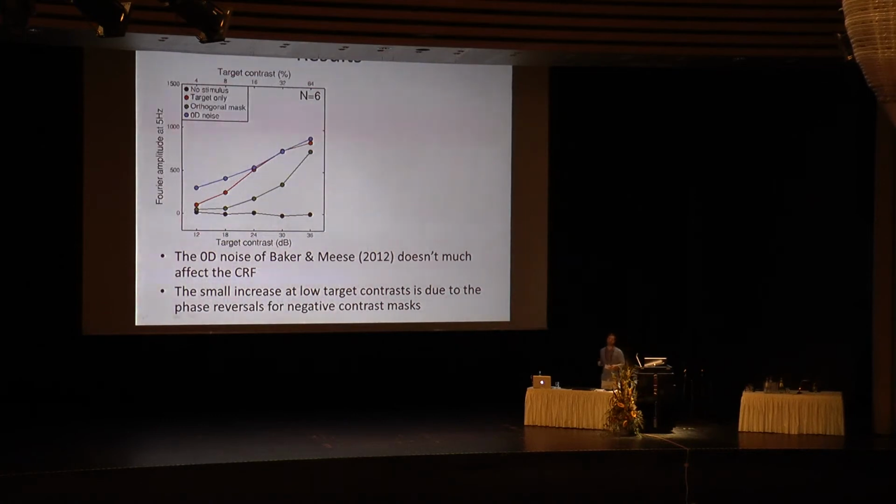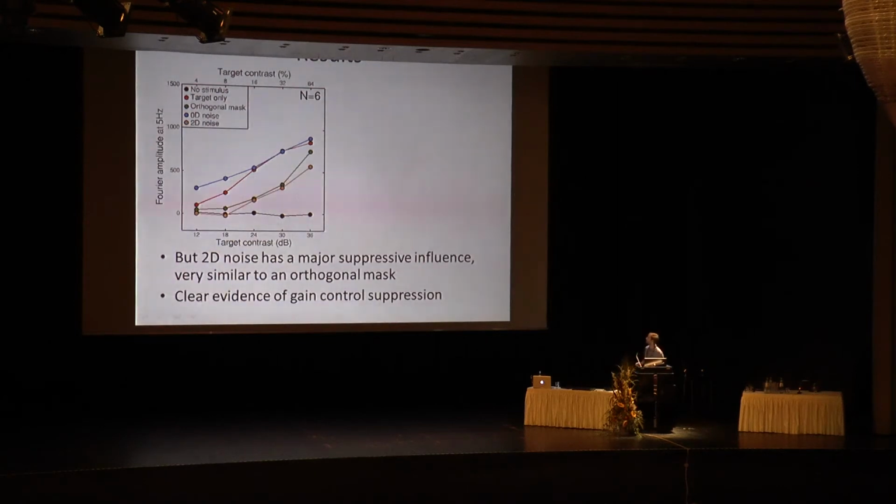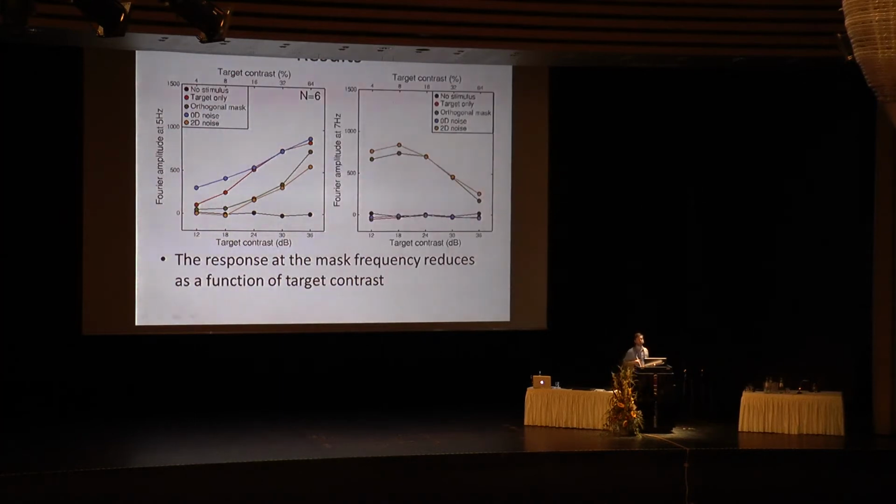What about two-dimensional noise then? We have white noise, broad bands, two-dimensional white noise. We can see in the yellow function here that it has a very similar effect to the orthogonal mask. So it's having a suppressive gain control effect, and we can see that directly in the contrast response function coming straight out of the back of somebody's head. We can also have a look at what happens at the mask frequency. This is 7 Hz from my experiments. As you increase the target contrast, the response to the mask goes down, and that's just because this target is having a suppressive effect on the mask. So that's not terribly surprising.